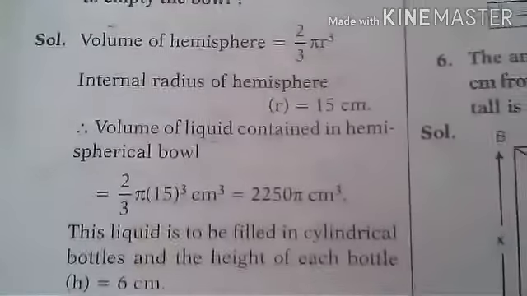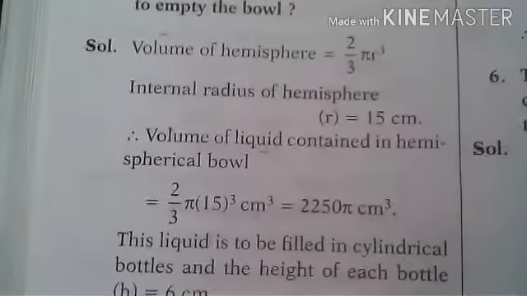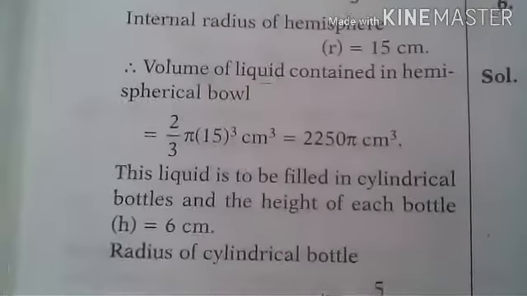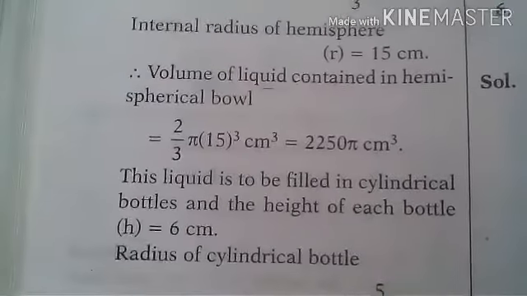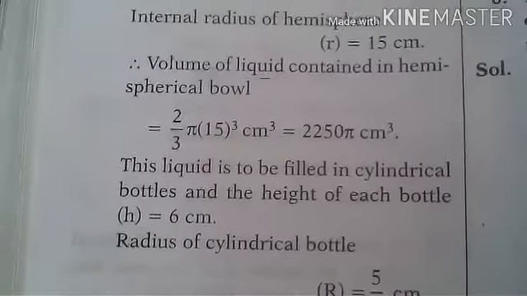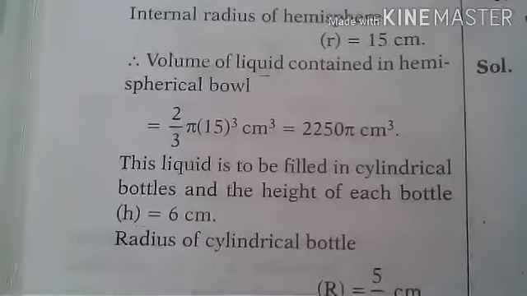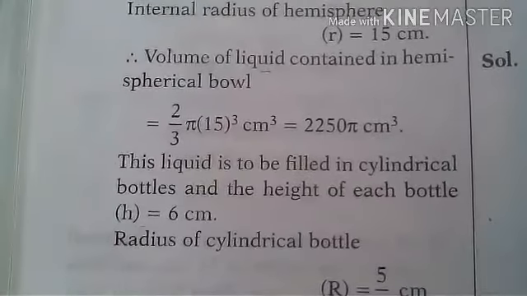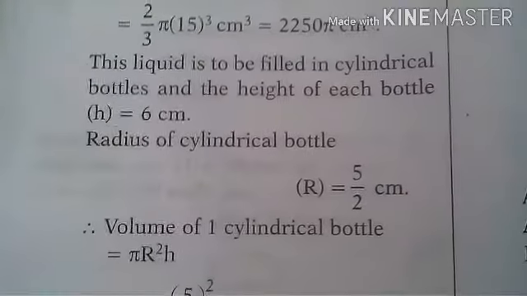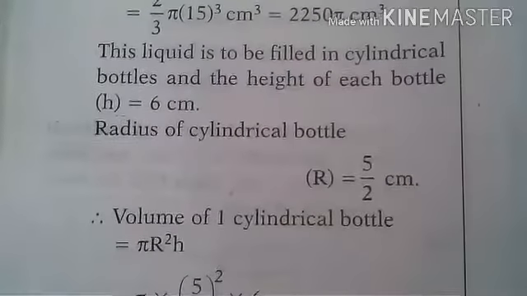So volume of hemisphere is equal to 2 by 3 pi r cube. Internal radius of hemisphere is equal to 15 centimeters. So volume of liquid contained in the hemisphere is equal to 2250 pi centimeter cube.